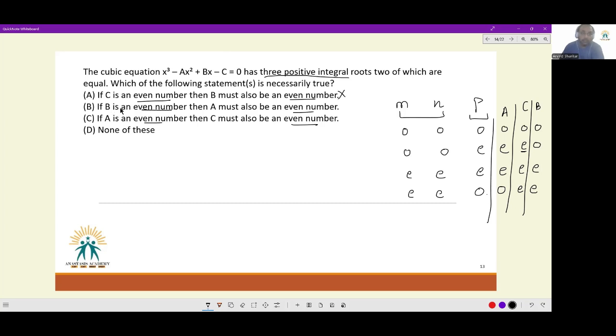How about this? If B is an even number, A must also be an even number. No, in this case, when the two identical roots are even and the third root is odd, we've got B is even, yet A is odd. This is not valid. Next, if A is an even number, then C must also be an even number. A is even here, C is even. A is even here, C is even. Yes, this has to be valid. So the correct answer for this question has to be option C.